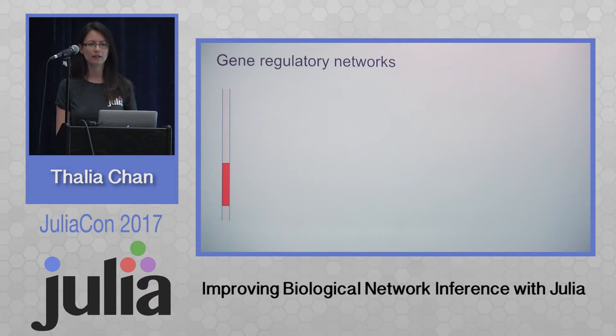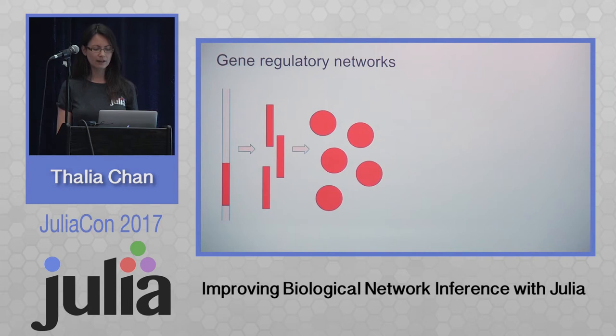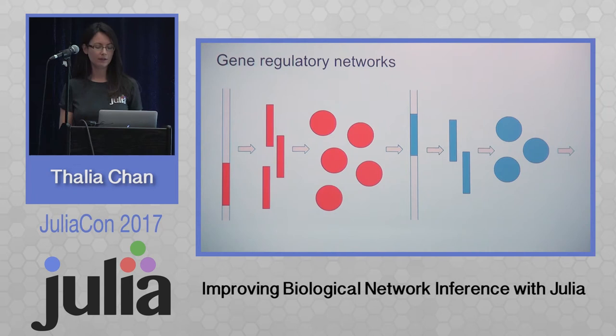Under certain conditions, a gene will be active, and then more molecules will be made. These circular molecules there are proteins, and these are the ones that do the interesting jobs around the cell. One of the jobs that a protein might do is to influence the activity of another gene, and so on. So here we have a regulatory interaction, in that the red gene is regulating the blue gene.